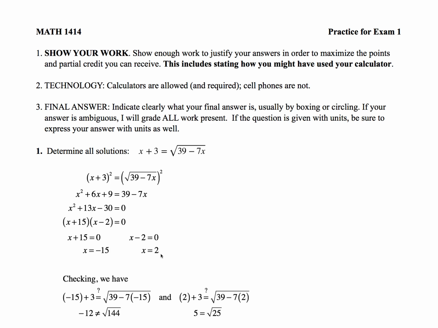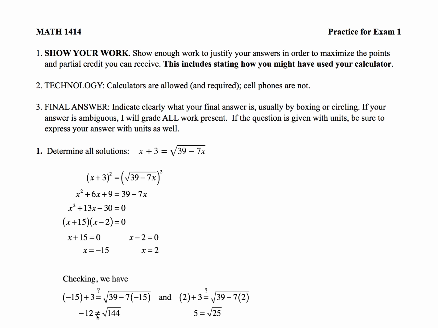And I say possible because they may not both be solutions. This happens quite often when you square both sides of an equation. So we check the negative 15 by substituting negative 15 in for x, and negative 15 plus 3 is negative 12. And then we substitute negative 15 in for x here, and 39 minus 7 times negative 15 is the same thing as 39 plus 7 times 15, which is 105. So that sum is 144. The square root of 144 is 12, positive 12.